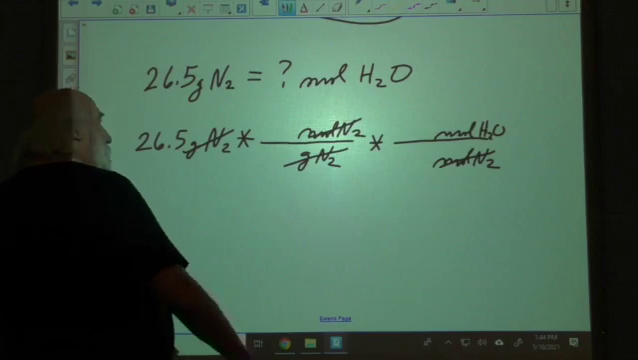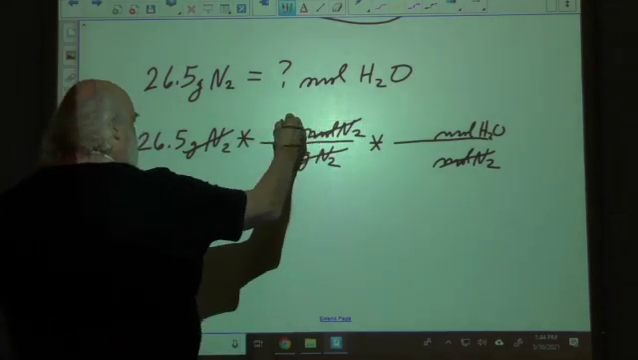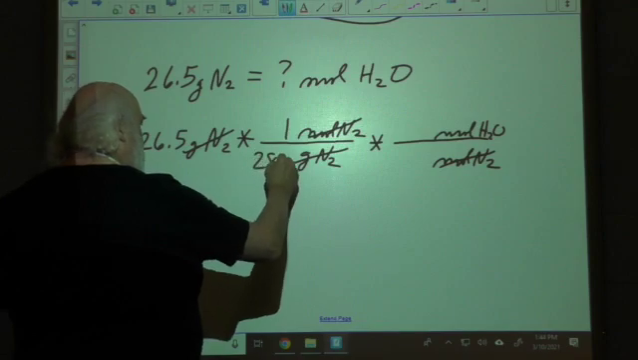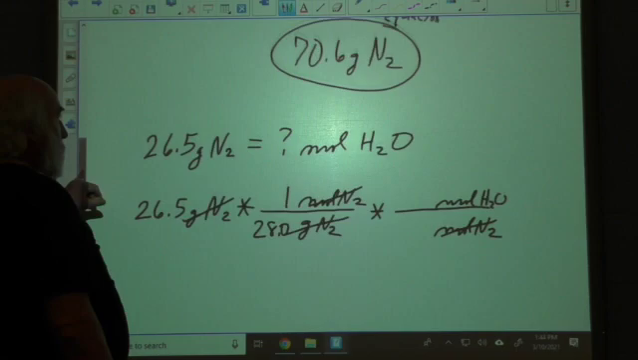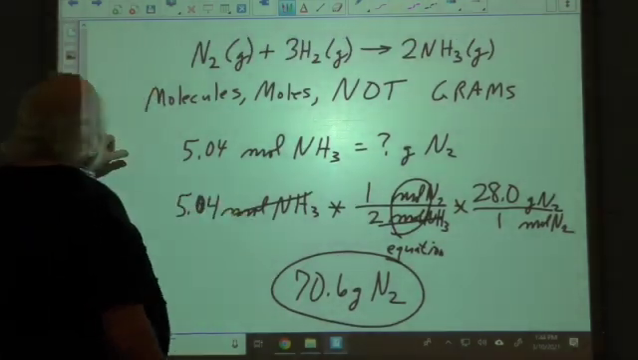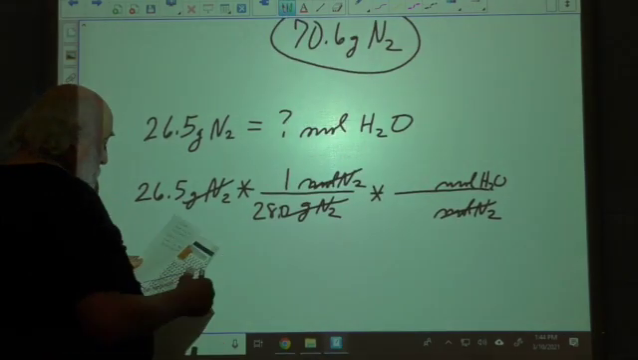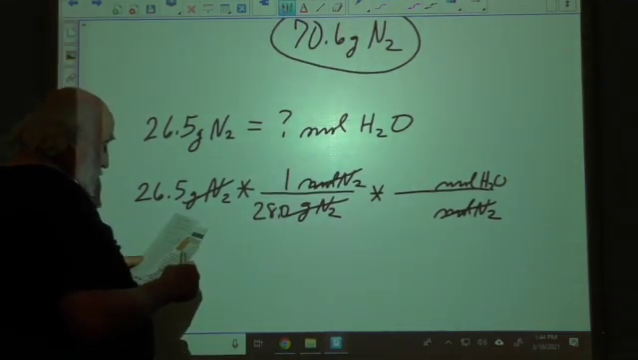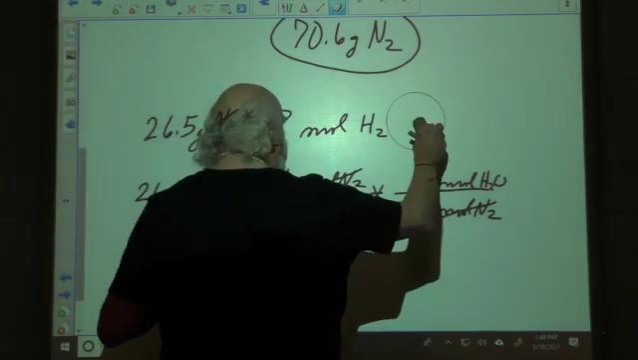Now, moles of nitrogen to grams of nitrogen, we just did that in the previous problem. We said that 1 mole was 28.0 grams. Moles of water to moles of nitrogen. Moles of water is not the problem. Wow, I don't have nitrogen. That's supposed to be, let's say, oh, that's supposed to be hydrogen.